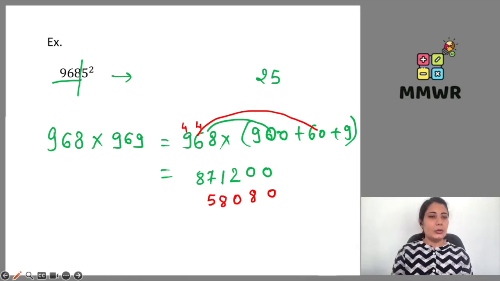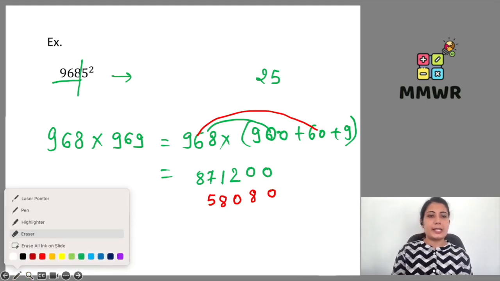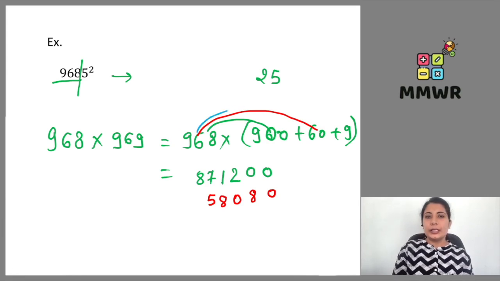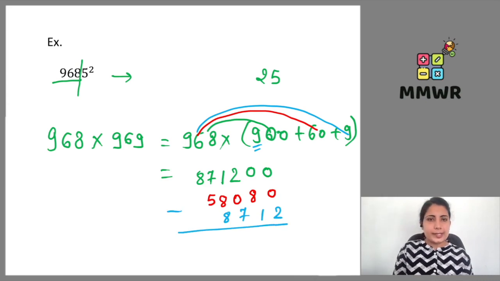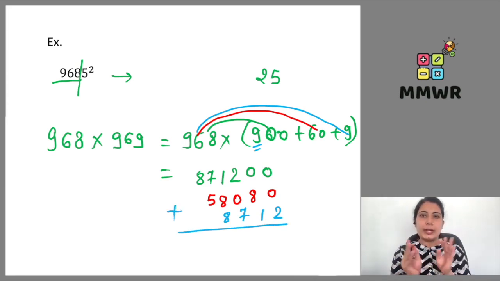Okay. Now, we will be taking the product of 968 with 9. And that we have already done here itself. So, let's quickly copy paste it. 8712. We do not have to waste our time. Again, taking the product, 9 8s are 72, then carry forward 7. Why do it again?